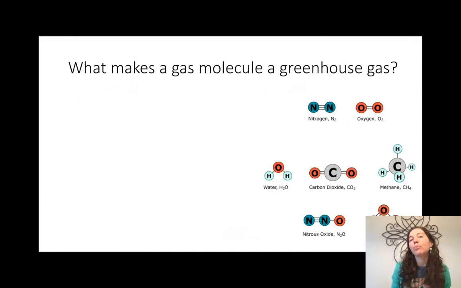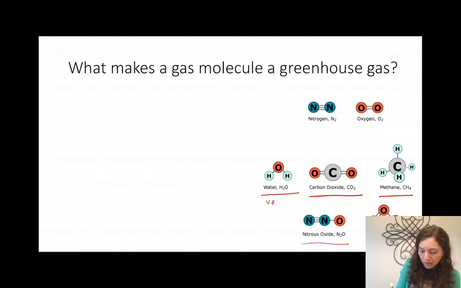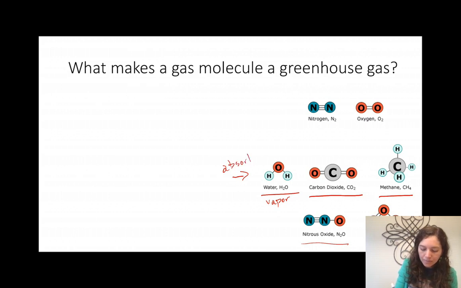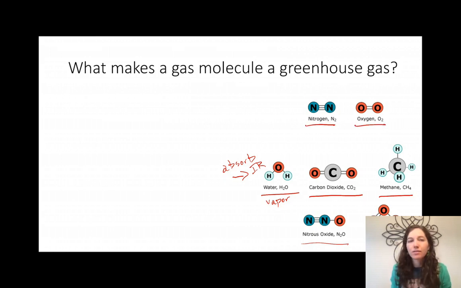So here's a preview to our next topic. I just want to connect this one to the next. If you think about what makes a gas molecule a greenhouse gas, we only have specific gas molecules that are greenhouse gases. Carbon dioxide is a greenhouse gas, methane is, ozone, and things like nitrous oxide floating around the atmosphere. Water vapor is a greenhouse gas. These are all molecules that can absorb IR radiation from the sun. But our nitrogen gas and our oxygen gas don't do this. They don't absorb IR radiation from the sun.